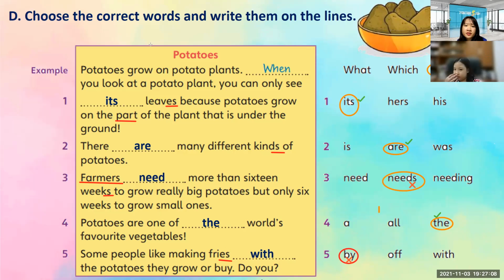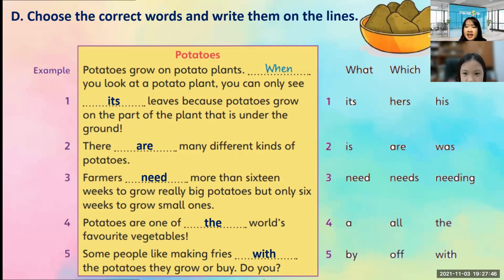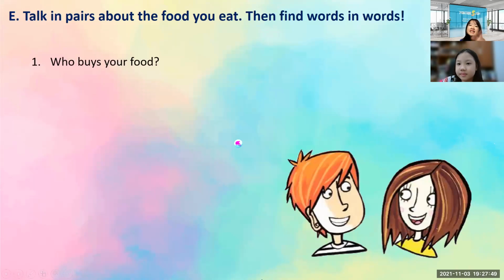Yeah. This one now, pronounce those words again. Leaves. Leaves. And this one, part. Part. Yes, and this one, you can say kinds of. Kinds of. Yeah. Farmers. And this one, more than 16 weeks. Weeks. Yes. And this one, fries, not fry. Fries. Okay. Yep. Yes, that's quite good.